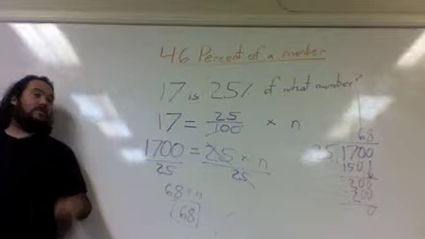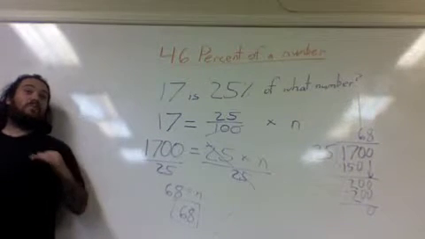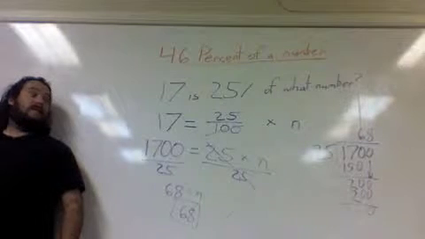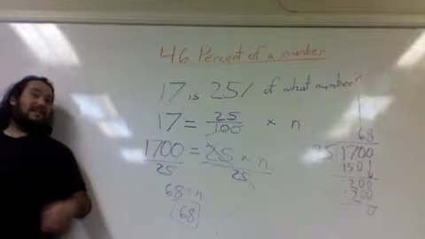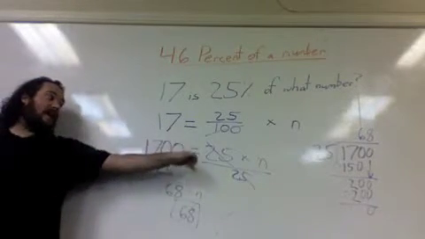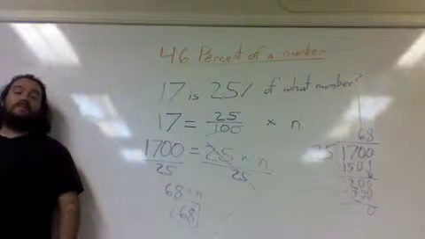Hopefully that made some sense to you. Take a look at it again. This one is much more similar to the kinds of problems we were doing yesterday. Should look pretty familiar. We did the same general steps, multiplying both sides by 100, and then dividing out whatever we have left over on that side.